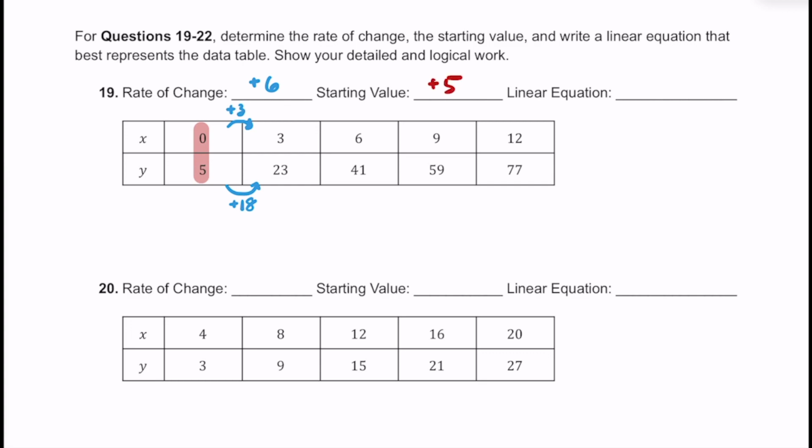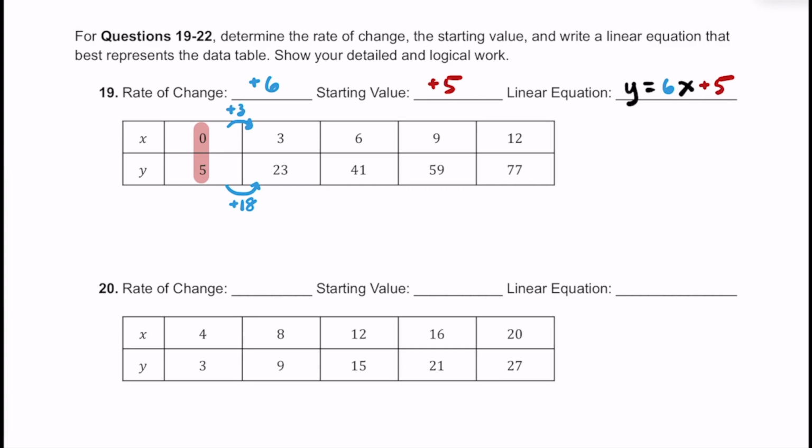Okay. So what's our linear equation going to be? Well, try to keep in mind that our linear equations are in this form of y is equal to mx plus b. So our rate of change here, that is the m we found a little bit ago. And then the starting value, that's going to be our b value. So if we go ahead and replace our m with positive 6 and our b with this positive 5, we can go ahead and write our linear equation and say this is going to be y is equal to a positive 6, also known as just 6, multiplied by whatever x is, and then you can go ahead and add a positive 5. So this would be our linear equation.